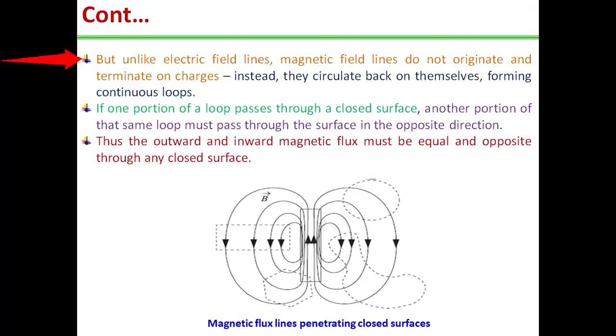But unlike electric field lines, magnetic field lines do not originate and terminate on charges. Instead, they circulate back on themselves, forming a continuous loop. If one portion of a loop passes through a closed surface, another portion of that same loop must pass through the surface in the opposite direction. Thus, the outward and inward magnetic flux must be equal and opposite through any closed surface.